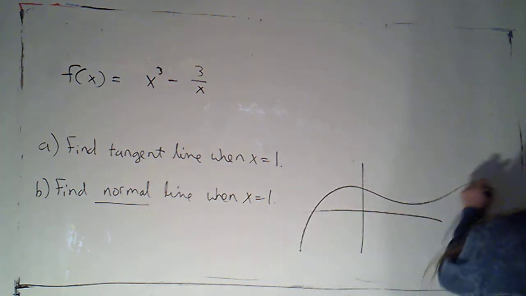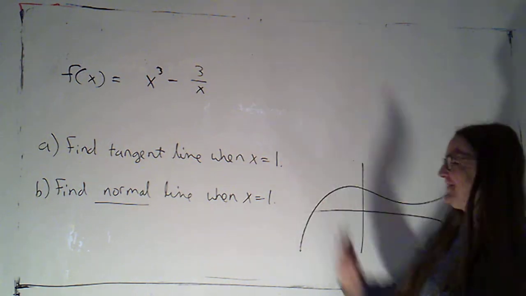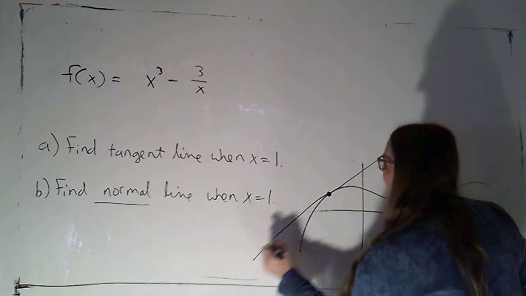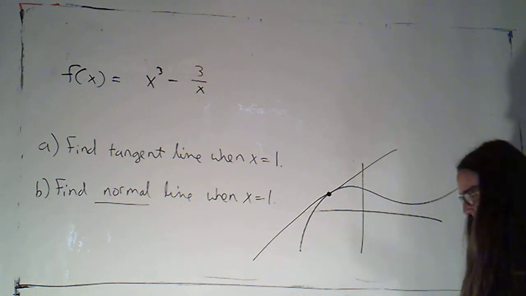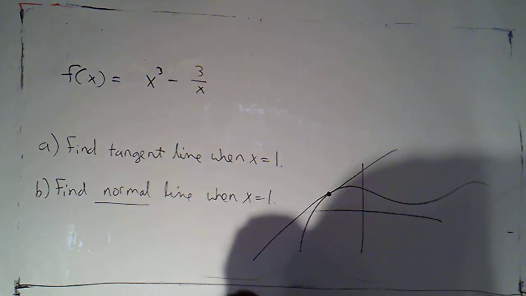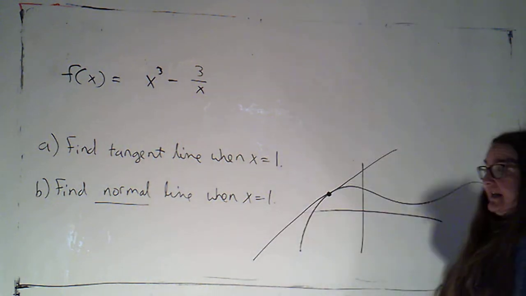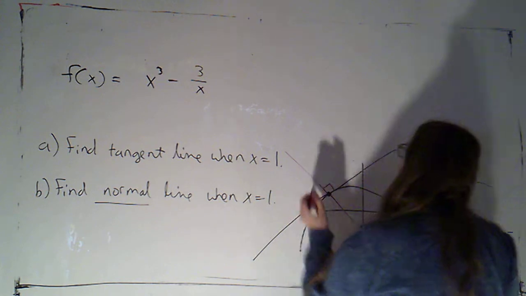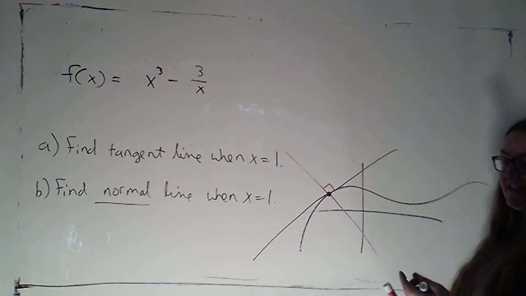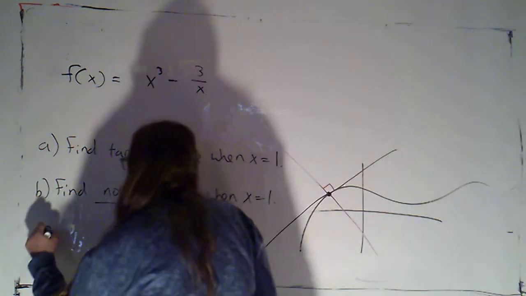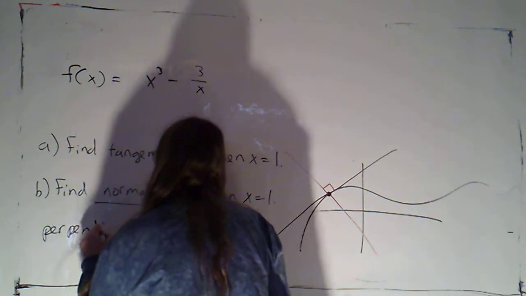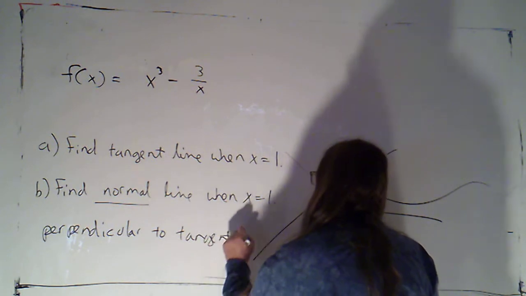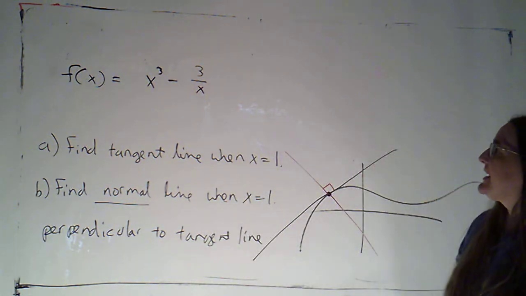If I have a function, and this is not meant to be a graph of this function, if I'm looking at this point here, the tangent line is the line that best approximates the function at that point. The normal line is going to be the line that also passes through that point and is perpendicular to the tangent line. Okay.